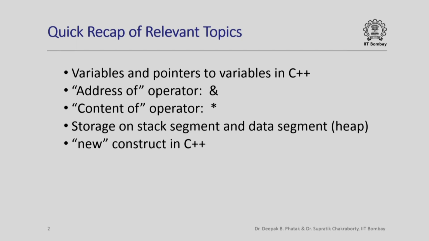Here is a quick recap of some of the relevant topics we have studied. We have studied the usage of variables and pointers to variables in C++ programs. We have seen the usage of the address of operator and the content of operator. We have seen how memory can be allocated on the stack segment as well as on the data segment or heap. Specifically, in the last lecture we looked at the new construct in C++ which allows us to dynamically allocate memory in the data segment or heap.